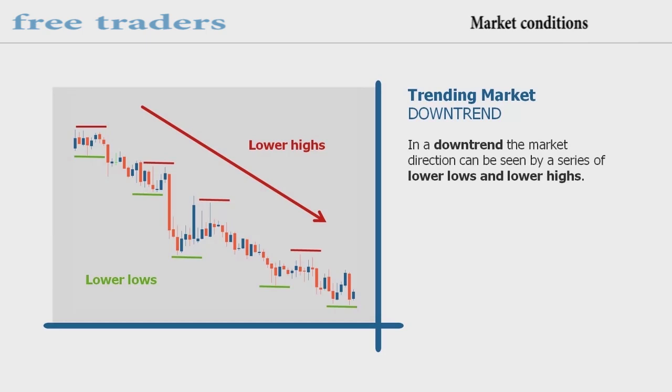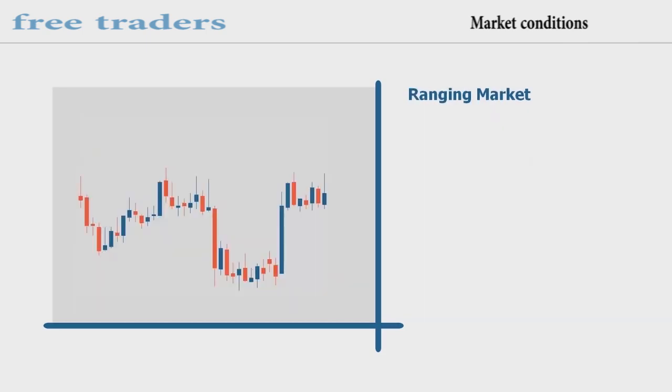This means that when the price is moving in a trend, not all the candles move in the same direction. It is the higher highs and higher lows in an uptrend, and the lower lows and lower highs that will determine the trend. So in an uptrend, not every candle is bullish, and in a downtrend, not every candle is bearish. The other type of market condition is a ranging market.